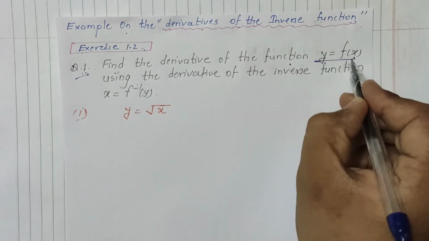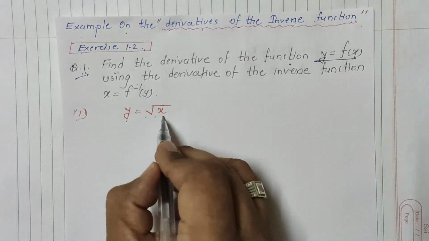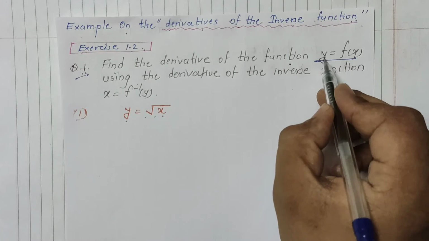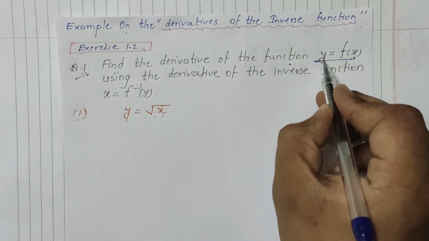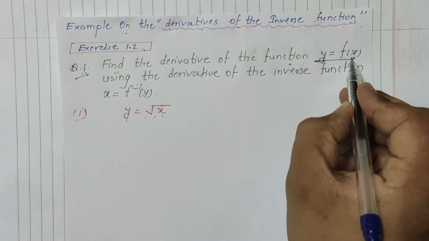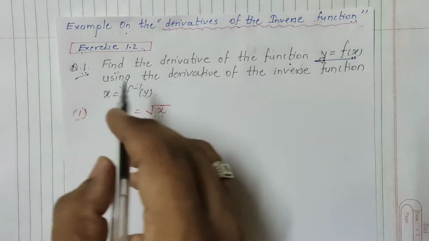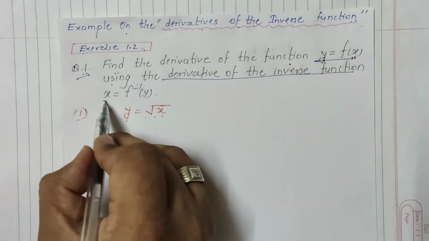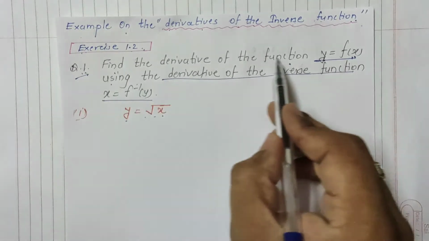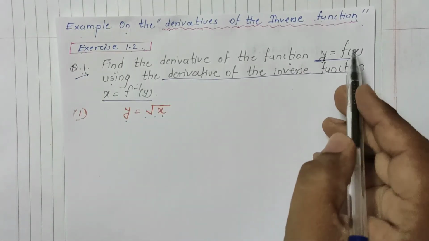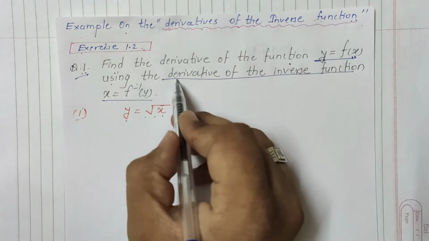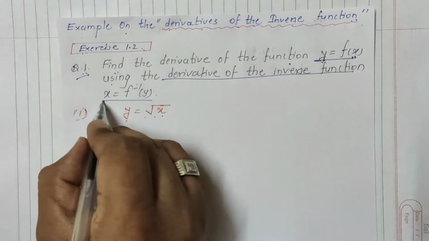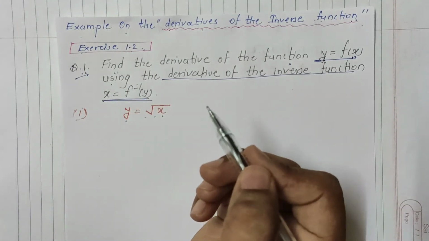The given function is which form? y is equal to root of x. So we have to find the derivative of y with respect to which variable? With respect to x, by using which concept? Using the derivative of inverse function concept. Find the derivative of the function y is equal to f of x using which concept? The derivative of inverse function, x is equal to f inverse of y.